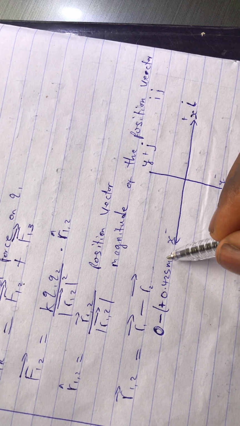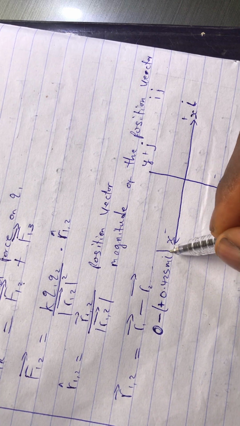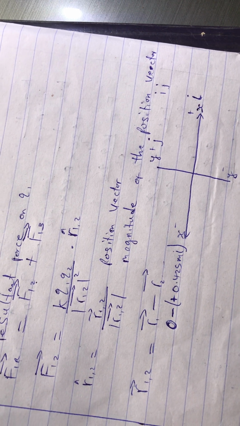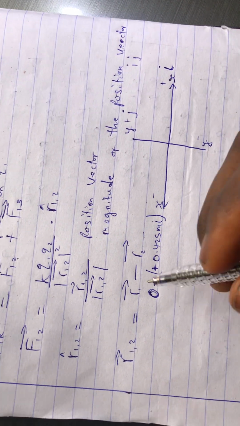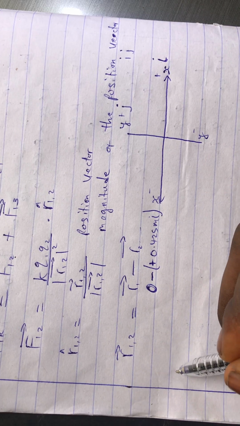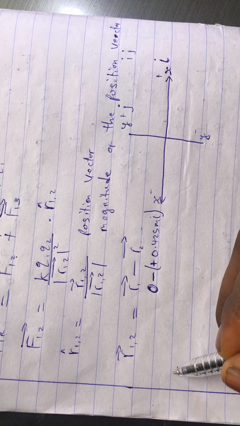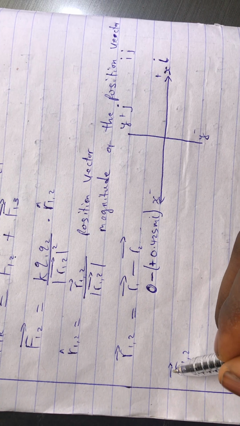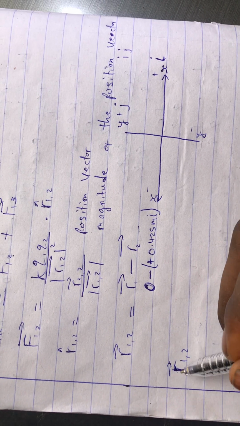0.525 meters I. That's the position of the vector. Now, what are you going to get from this? Your position vector. This is actually r. Forget it's big like this. It's actually r.